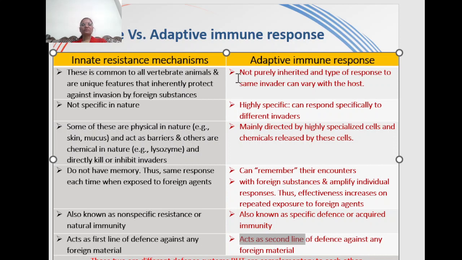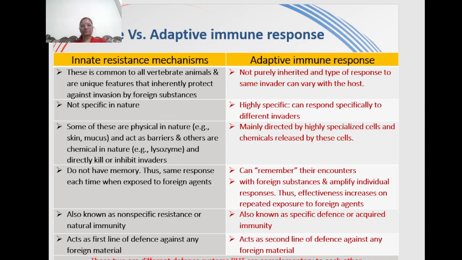As such, from observing these two classifications of innate and adaptive immune mechanisms, we can find that there are some differences between them. But though there are some differences, they have to work in coordination with each other, and they are complementary in protecting the host.